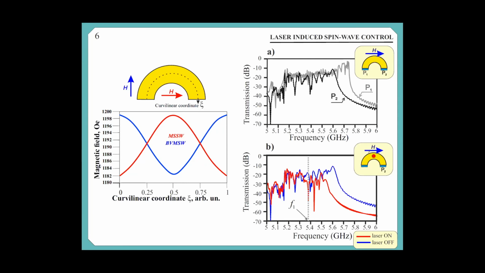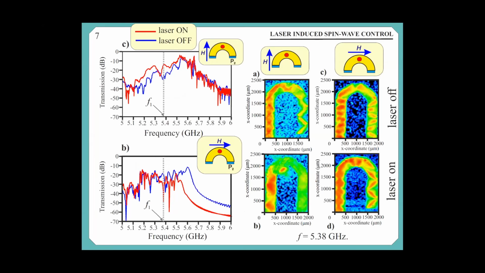And if we apply laser heating in a rounded area, spin wave propagation is transformed. This slide demonstrates the amplitude frequency response for the case of excitation of backward volume and surface magnetostatic spin waves.